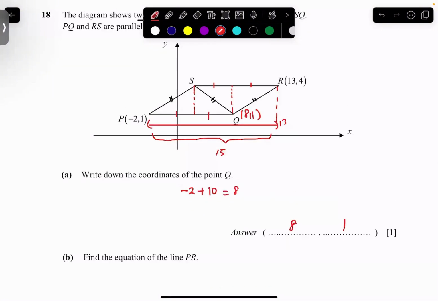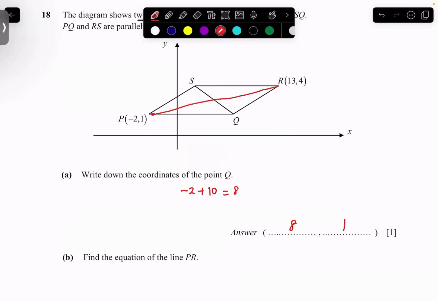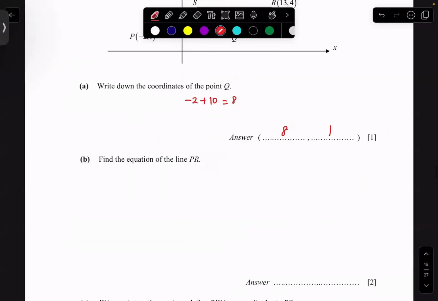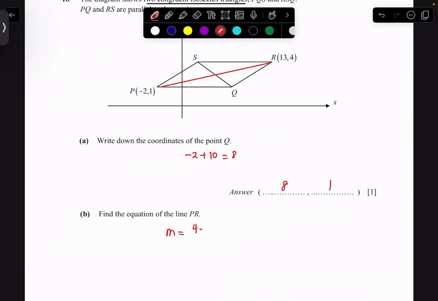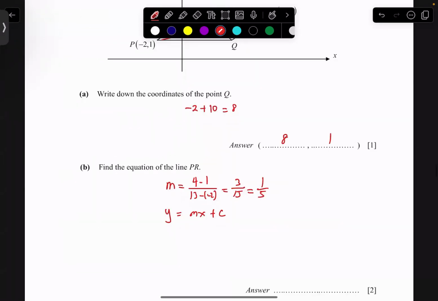Find the equation of the line PR. So PR is this one. The gradient equals 4 minus 1 over 13 minus negative 2, which is 3 over 15, 1/5. Y equals mx plus c, so 1 equals 1/5 times negative 2 plus c. C equals 1 whole 2/5. Y equals 1/5 x plus 1 whole 2/5.